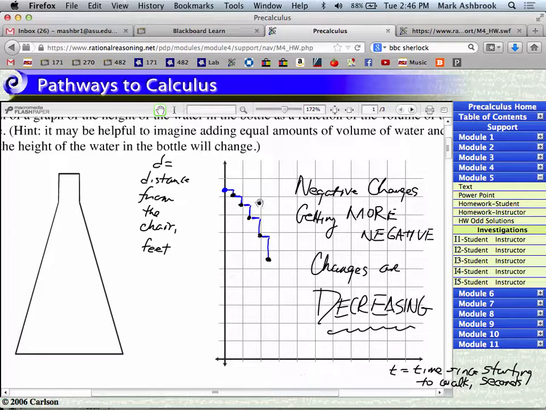All right, so we get this concave down shape, which corresponds to decreasing changes. We're going to work hard on this, but it does not come easily.